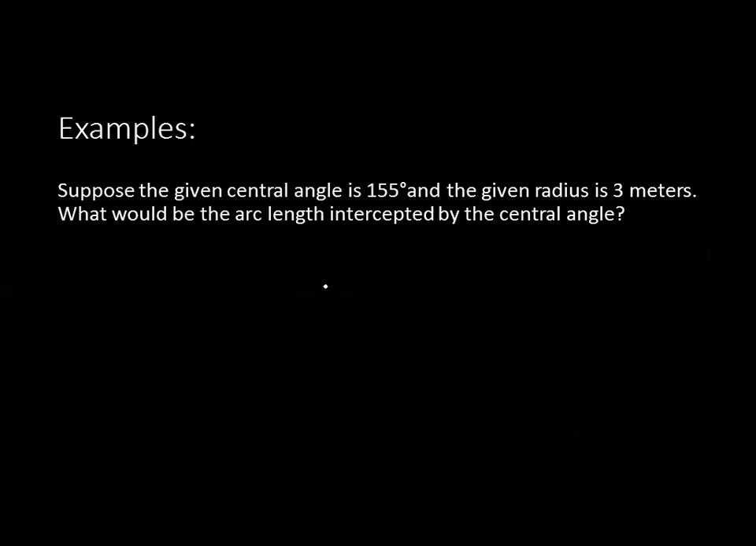Suppose the given central angle is 155 degrees and the given radius is 3 meters. What would be the arc length intercepted by the central angle? So here you can just use the formula immediately, all right? Because you know that the angle is 155 degrees and your radius is 3 meters. So therefore, we can now substitute it in this formula, all right?